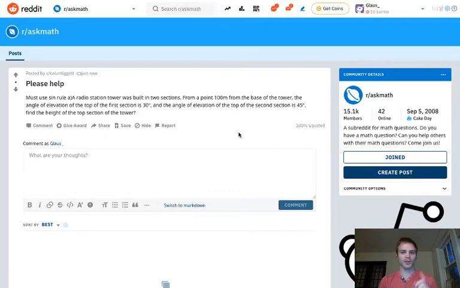Okay, so this question's a little confusing how it's worded, but I'm going to tell you what my interpretation of it is, specifically the last sentence. Find the height of the top section of the tower. I think it means just that, the height of the top section, but it could mean the length of the top section depending on how you are interpreting what they're saying here.